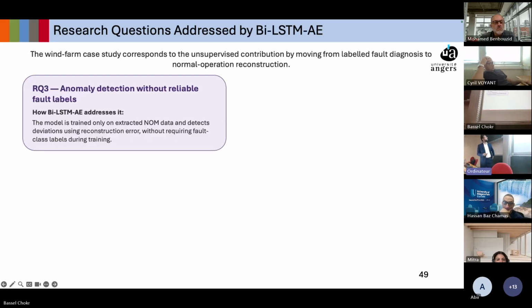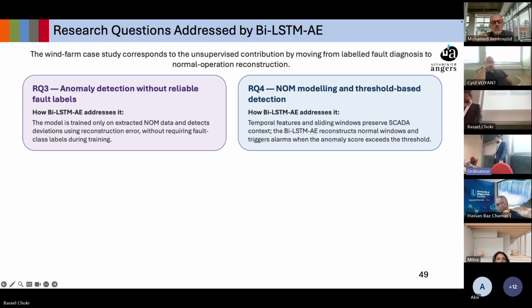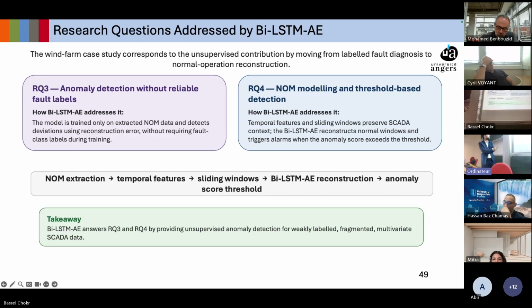So this method answers research question 3. The model is trained only on extracted NOM data and detects deviation using reconstruction error without requiring class labels. And for research question 4, the NOM modeling and threshold-based detection, BiLSTM addressed that with temporal features and sliding windows that preserve data context. So starting from NOM extraction, going to temporal features, and then anomaly score thresholding in order to get anomaly detection.